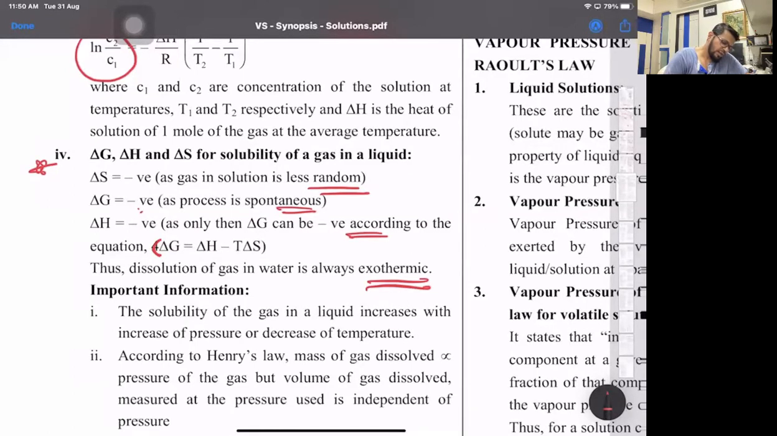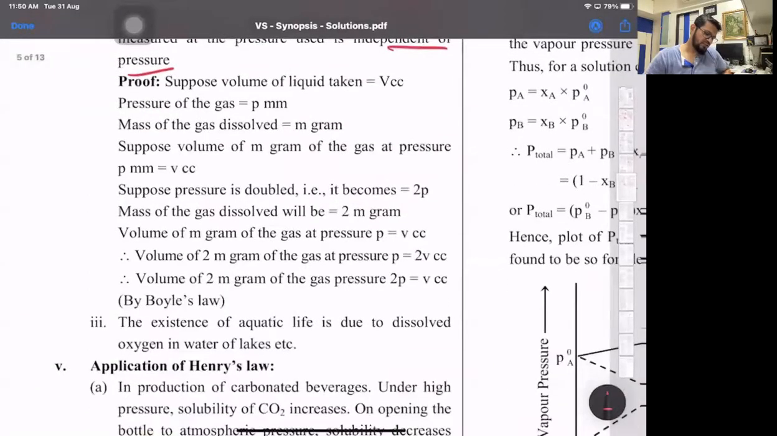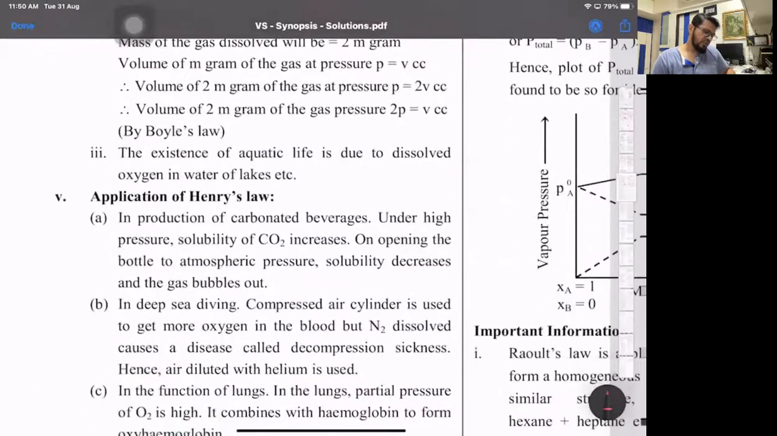Solubility of a gas increases with increase in pressure or decrease in temperature. According to Henry's law, the mass of a gas dissolved is directly proportional to the pressure, but the volume of a gas dissolved is independent of pressure. They have given a proof part over there, that is fair enough. Important are the applications of Henry's law. Carbon dioxide is bubbled in aerated drinks, because at high pressure, CO2 is soluble.